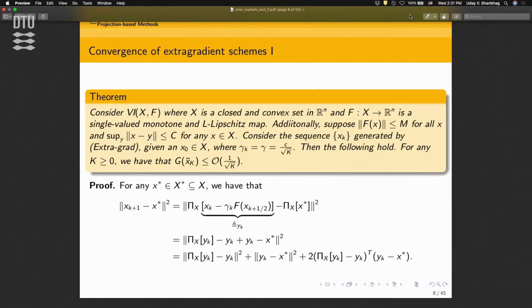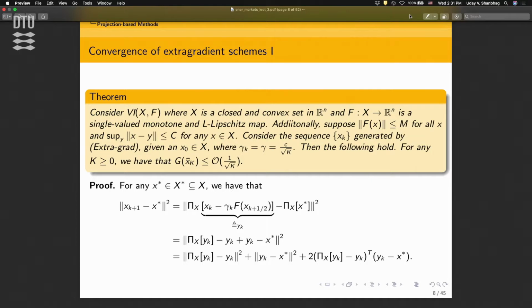So let's start by trying to prove this. Same requirements. The only difference is that I need the map F to be bounded: for any x, I know an upper bound on the norm of f of x. I need the map to be Lipschitz, but not necessarily strongly monotone, just monotone.